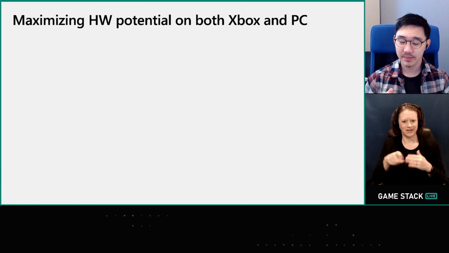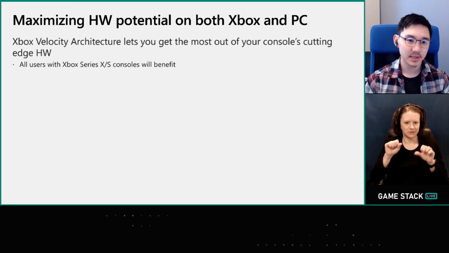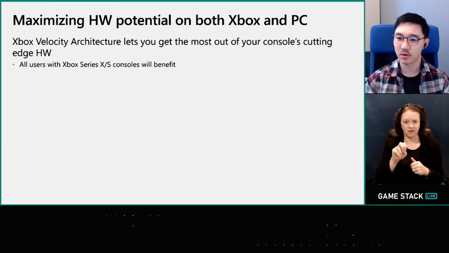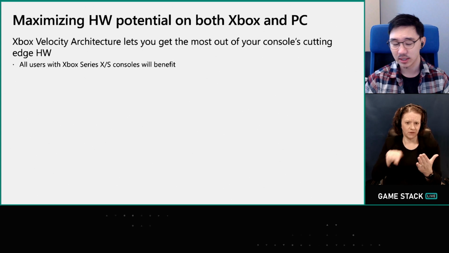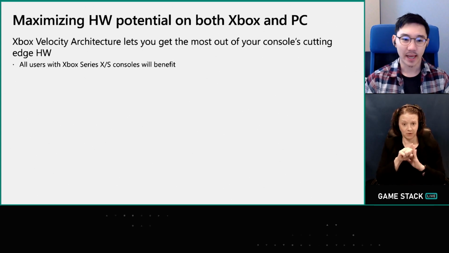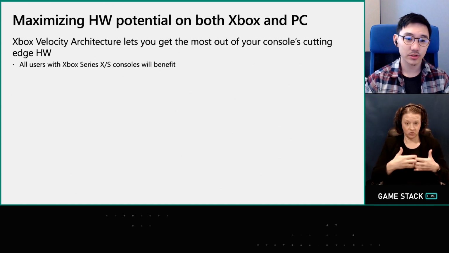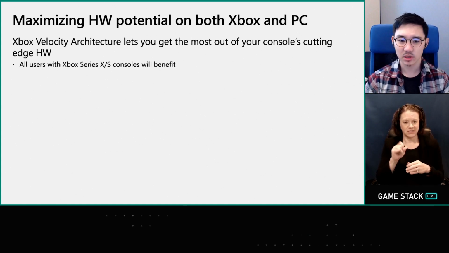Now's probably a good time to remind you that we're always in the business of helping you maximize the potential on both Xbox and PC. The Xbox Velocity architecture, if you've read about it, lets you get the most out of your console's cutting edge hardware. It includes sampler feedback, it includes DirectStorage, and console being a single piece of hardware, actually there are two, all users of Series X and S consoles will benefit all at once.